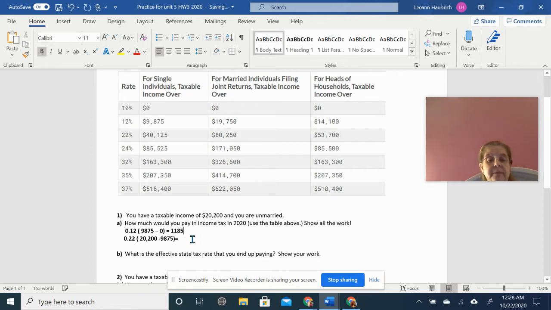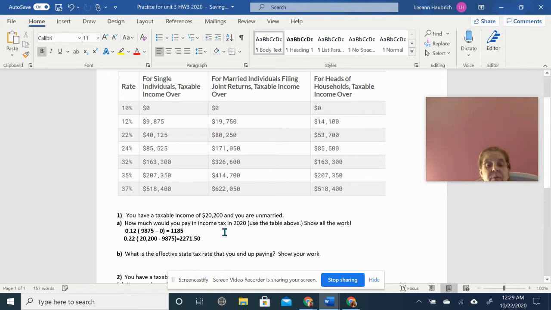1,185. I'm going to come down here, and for this other part, I now need to subtract the money that's been used. So it's going to be 0.22, and I'm going to open the parentheses to do the subtraction. Make sure I show you a little space here. It's going to be 20,200 minus the money already accounted for, the 9,875. And that's going to give me tax of 2,271.50.